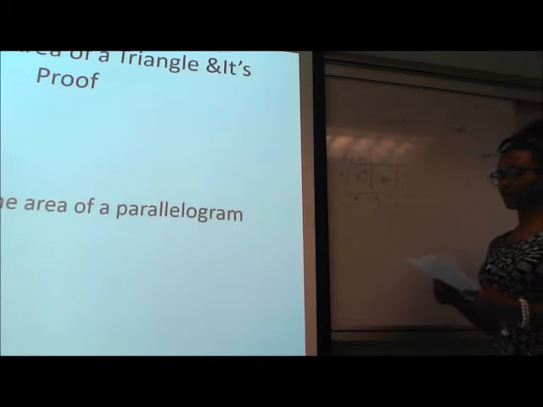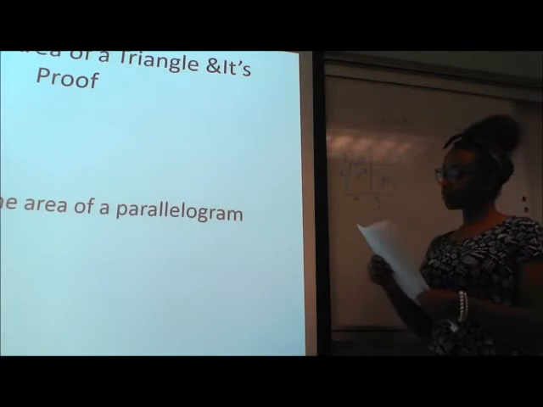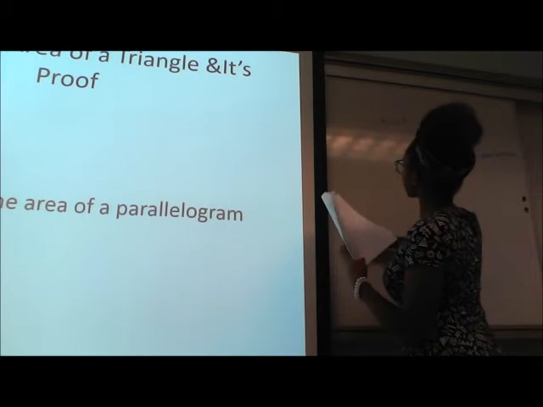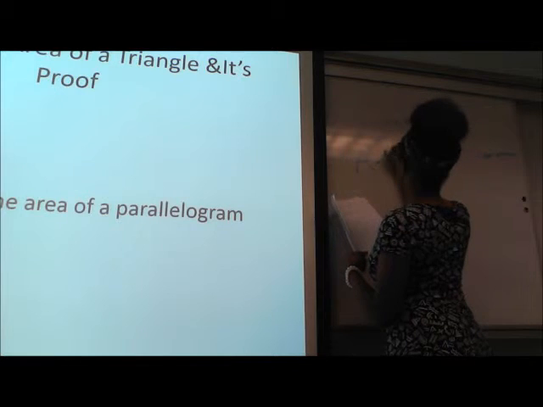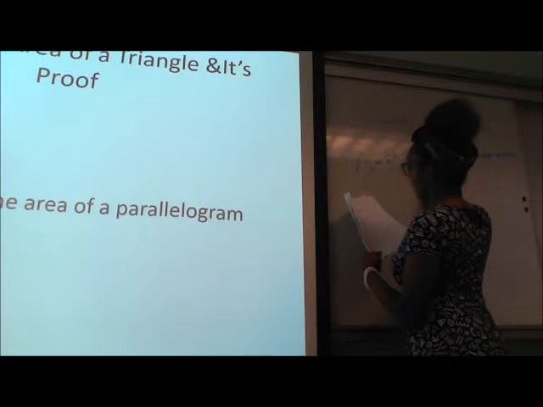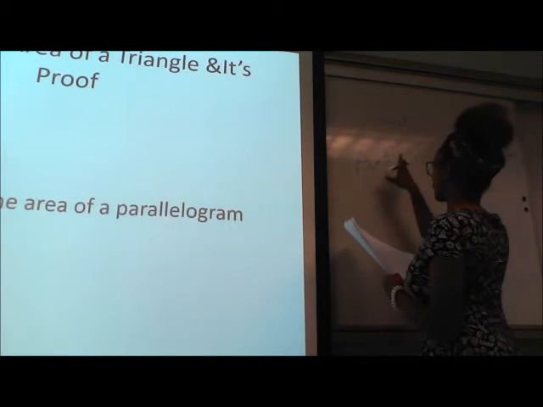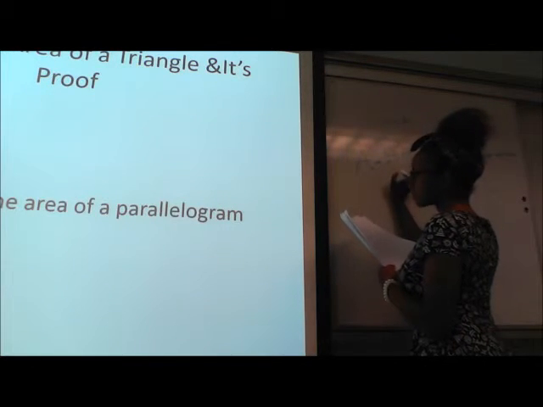All right, last but not least, we have finding the area of a triangle. And the area of a triangle is 1/2 times base times height. The triangle is actually 1/2 of the area of a parallelogram, so that's why the formulas look similar.